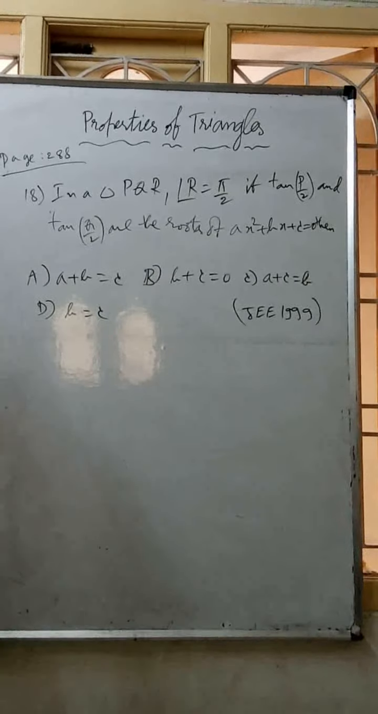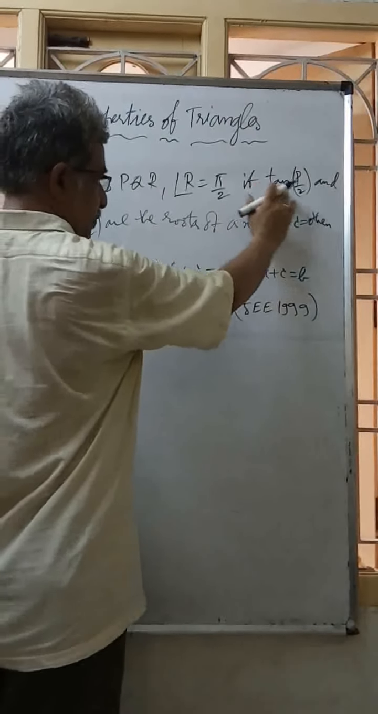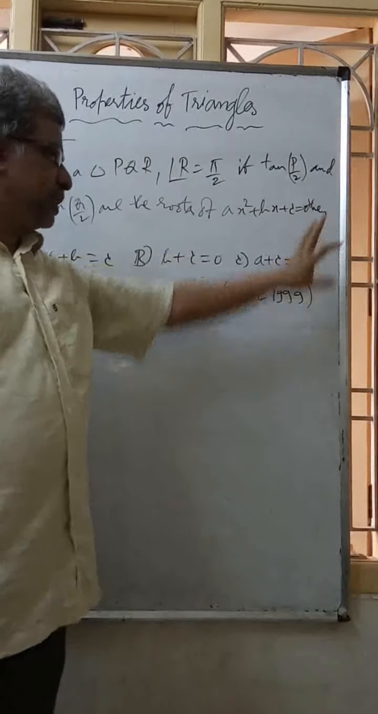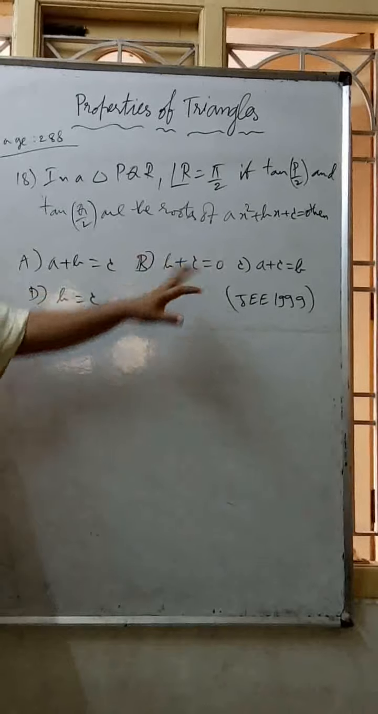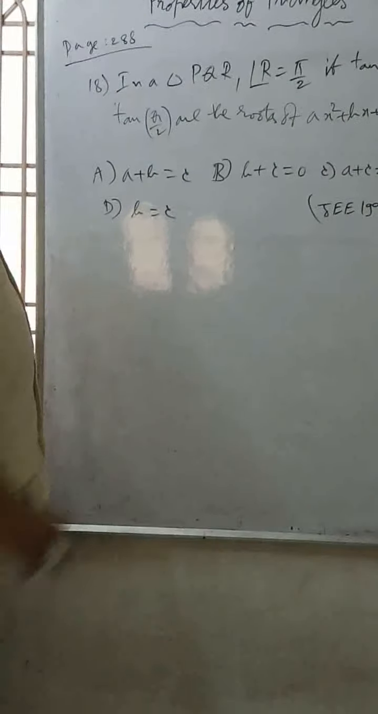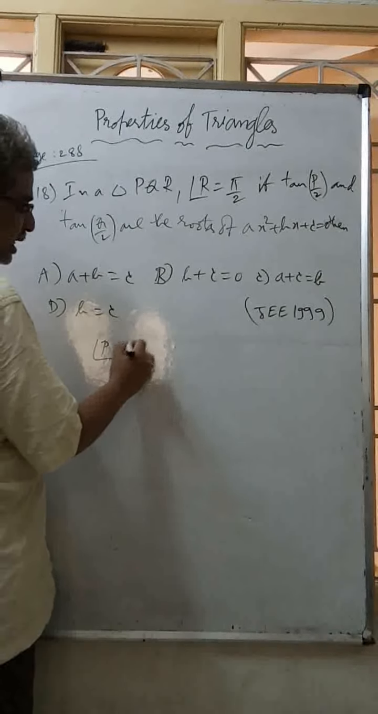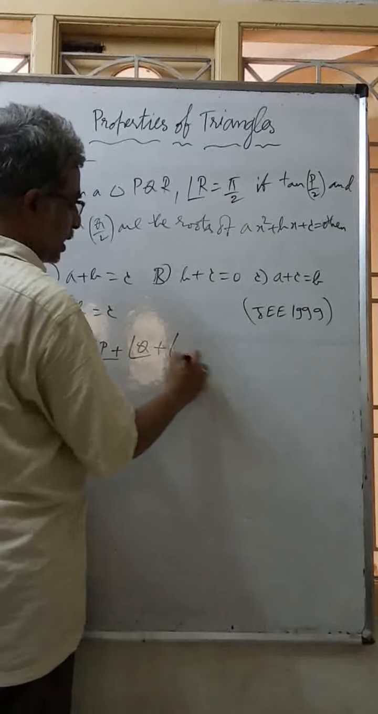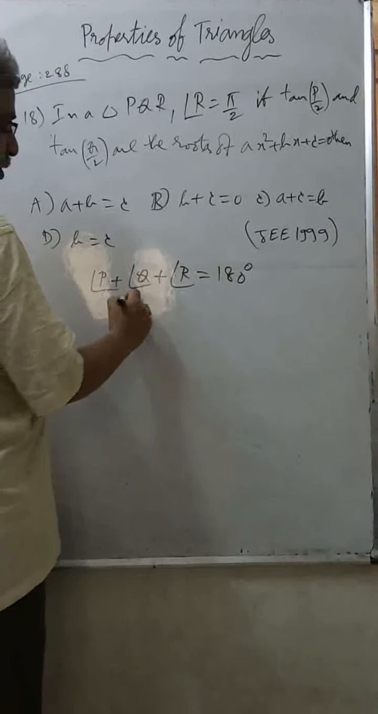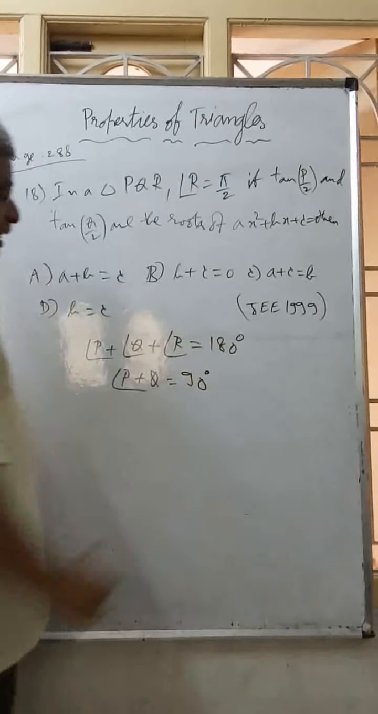Next question: in triangle PQR, angle R equals 90 degrees. If tan P by 2 and tan Q by 2 are the roots of the equation ax square plus bx plus c equals 0, then he is asking for the condition. Since angle R is 90 degrees in triangle PQR, the sum of three angles is 180 degrees. Angle P plus angle Q plus angle R equals 180 degrees. Now angle R is 90, so 180 minus 90 becomes 90. So P plus Q is 90 degrees.